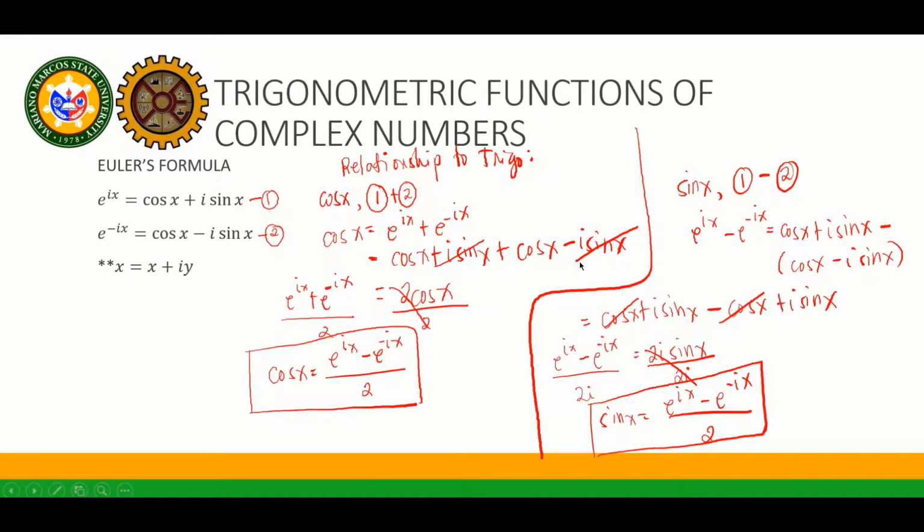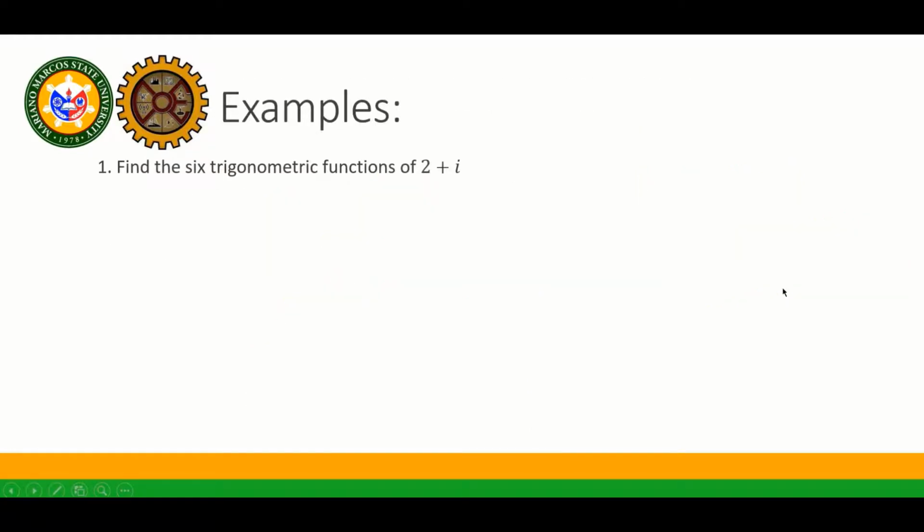Okay? So now, let's try this example. Example number 1, find the 6 trigonometric functions of 2 plus i. So, this is our complex number, this is what we will substitute for our x. So, our x will be equal to 2 plus i. So, first, let's start with cosine x.